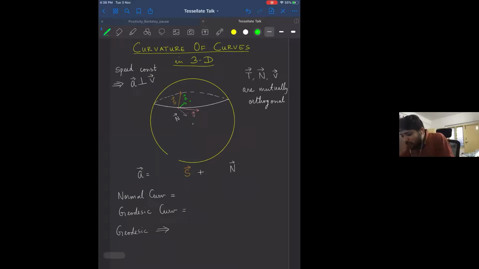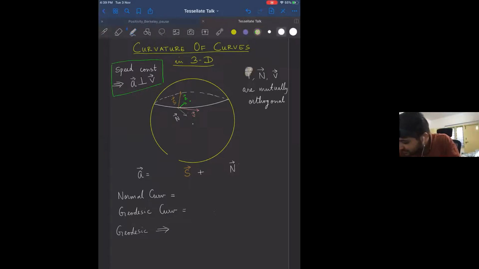Okay, so what about curvature of curves in 3D? I said something about curvature or bending of curves in 2D, and I said that had something to do with the magnitude of the acceleration. Again, speed is constant, so I said that had something to do with magnitude of the acceleration. So now, in 3 dimensions, remember the speed is constant, so the acceleration vector is perpendicular to the velocity vector.